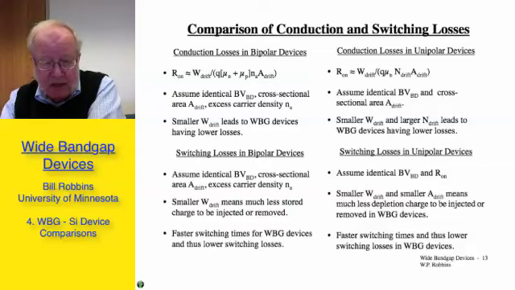And the argument is quite similar when we talk about switching losses that we have already discussed. The smaller drift region lengths mean faster switching times and thus lower switching losses in the wide bandgap devices compared to silicon devices.